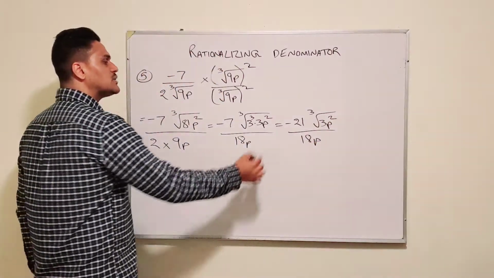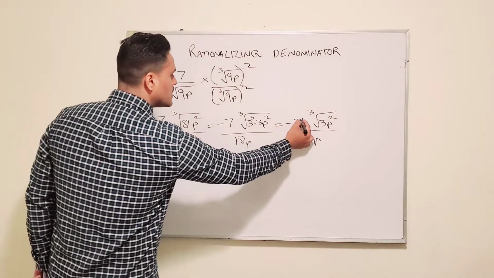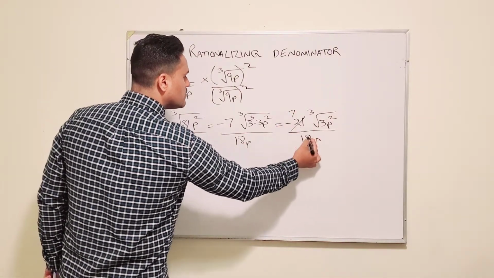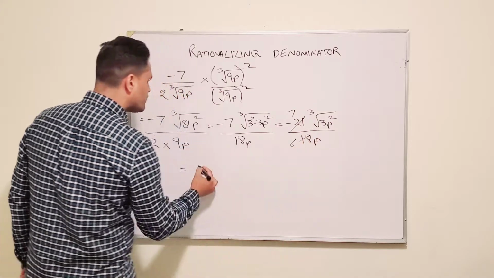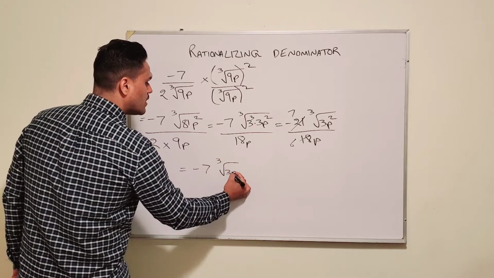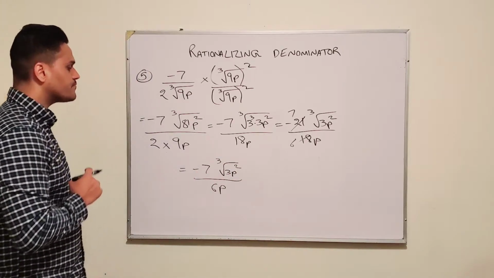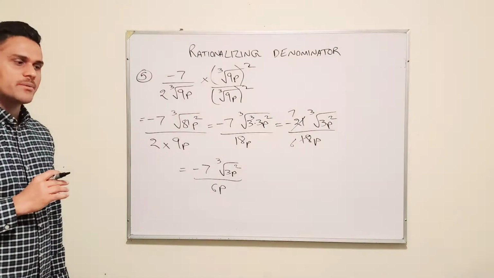And again, 21 and 18 can be divided by 3, so when you divide this by 3 you'll get 7, when you divide this by 3 you'll get 6, so that's just going to be minus 7 cube root of 3p squared divided by 6p. So that's our rationalized denominator, folks.